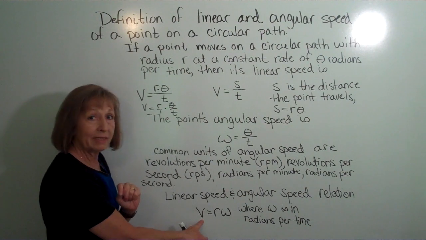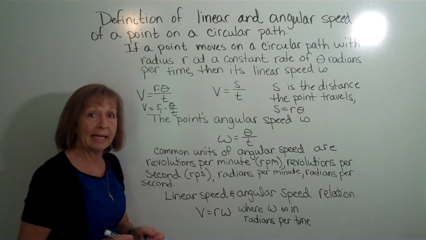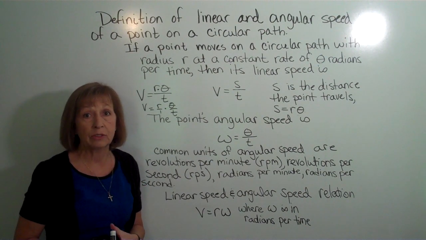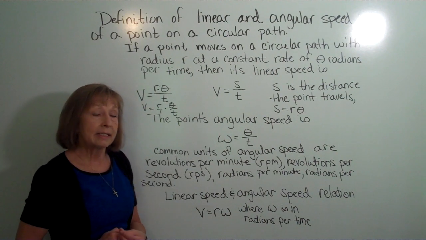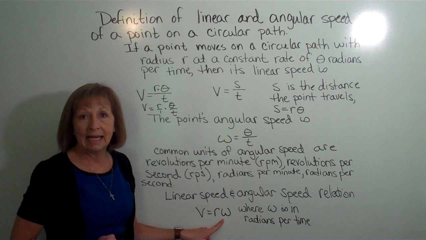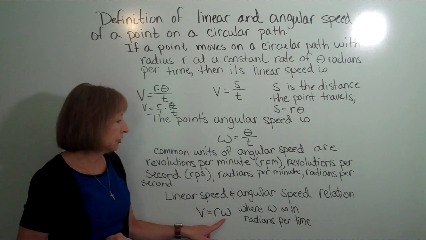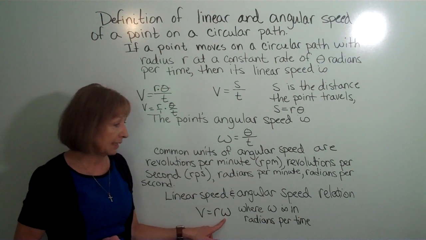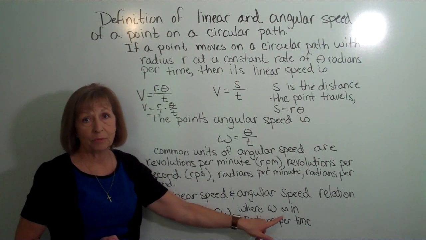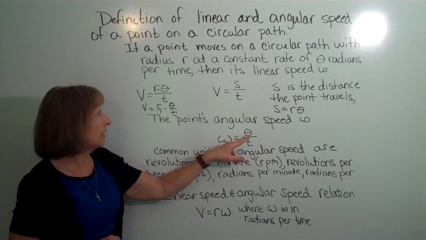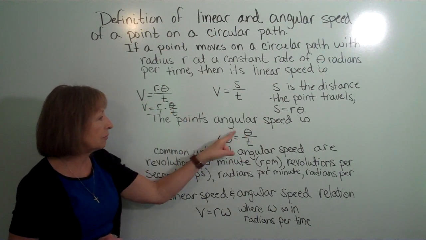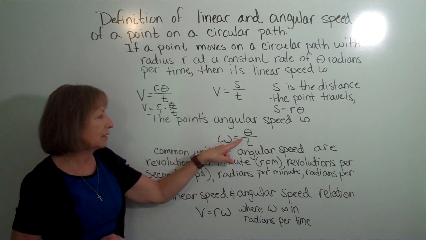So I can think of the connection between the linear speed and the angular speed as the linear speed is equal to the radius of the circle times the angular speed, as long as you're looking at that angular speed in radians per time. Because my theta had to be in radians, we're talking about this connection between it being in radians per time.